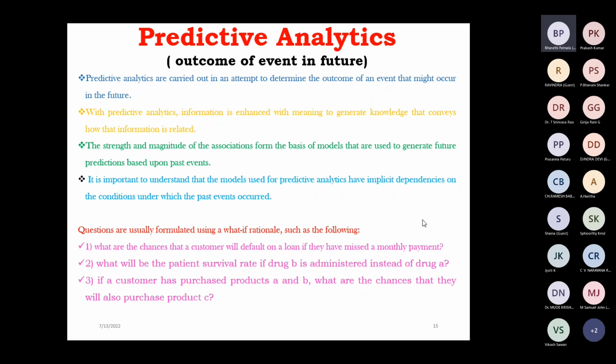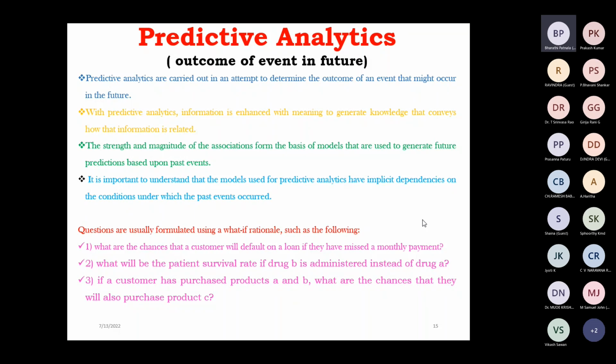For example, if Q1 sales are lesser than Q2, then what is the sales of Q3? Maybe the past records may be useful to generate future predictions, isn't it? With predictive analytics, information is enhanced with meaning to generate knowledge that conveys how the information is related.